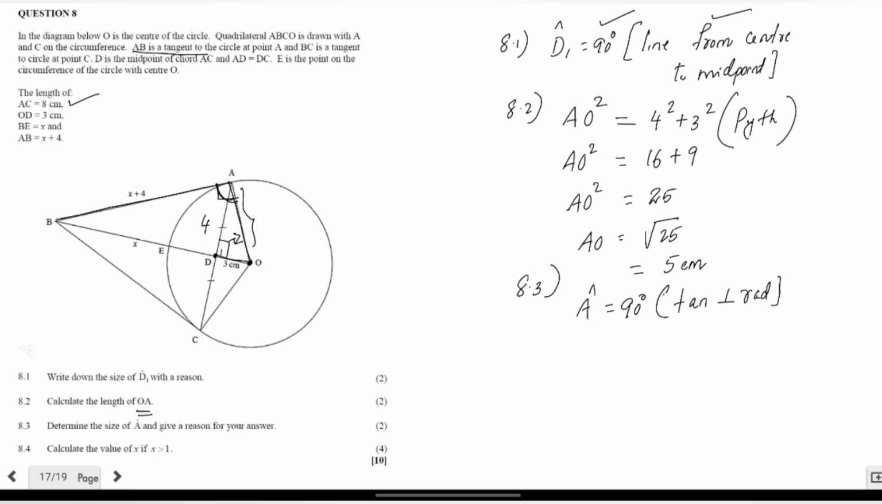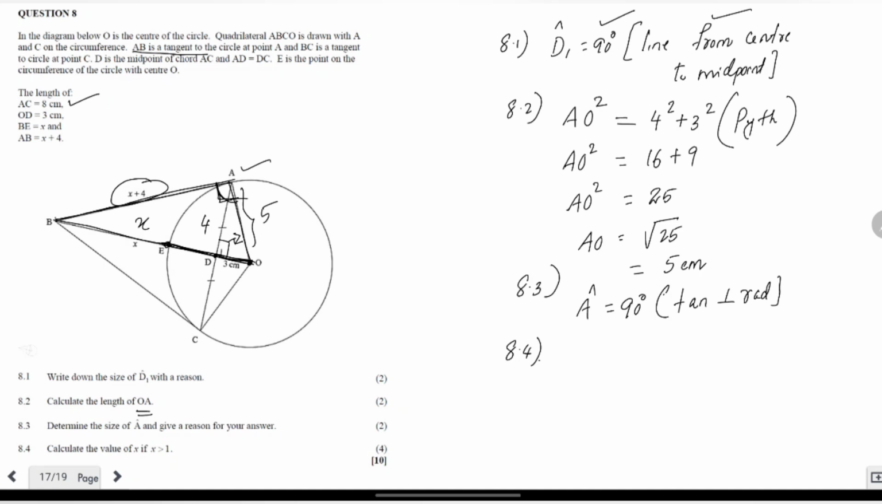Now the very last question, 8.4, what is that? Calculate the size of x. Where is x? AB is x plus 4 and AE is x. Okay, so guys, did you see this right angle triangle ABO? Because A is 90 degrees, we proved that. And AO is 5 already, and AB is there in terms of x. And what is BO? BO from B to E is x, but E to O is what? This one is the radius, 5, the same as AO.